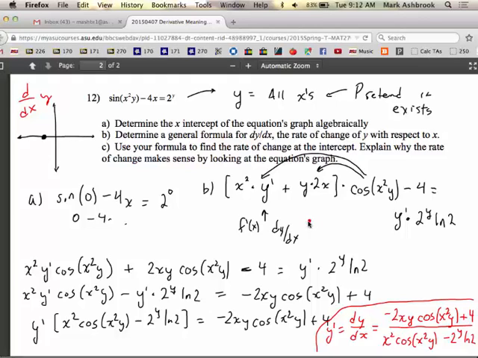Was it also dy over dx? Yeah, it's always been dy dx. How come? It's one of the notations for the derivative. So we have lots of notations for the derivative: f prime of x, y prime, dy dx, d dx of f of x. These are all notations for the derivative. They all mean the exact same thing.